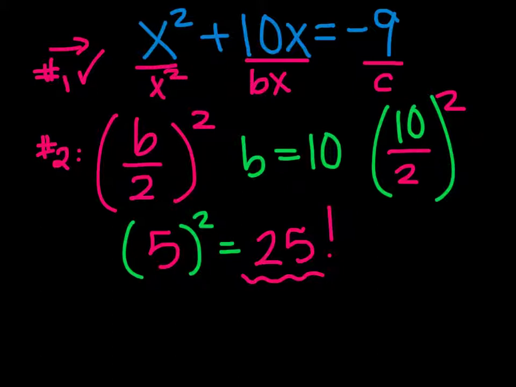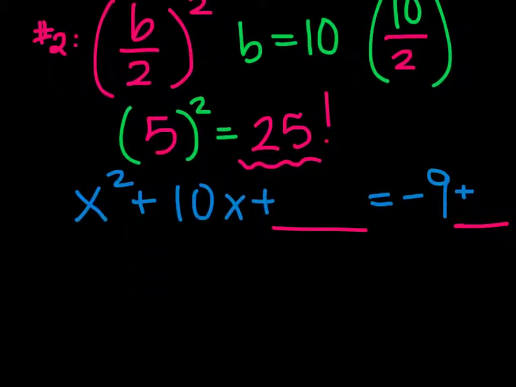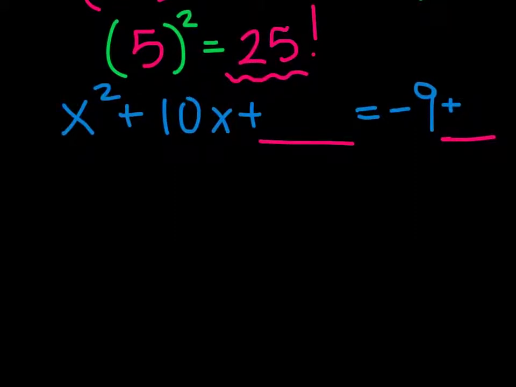So let's rewrite our equation. We're going to rewrite it as x squared plus 10x plus, and I'm going to leave a big space here because we're going to add something there, and we're going to add a negative 9. Once again, I'm going to leave a big space at the end, so plus something. We have x squared plus 10x plus 25, and we're going to say negative 9 plus 25. So we've now done step number 3.